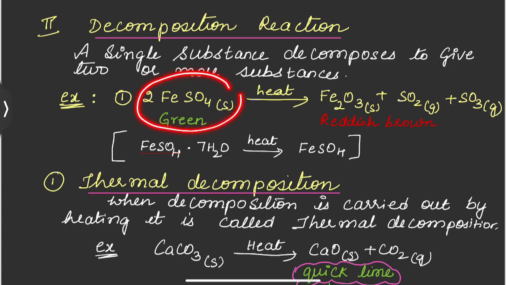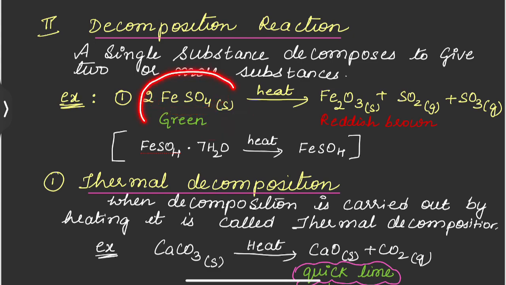In this example, we have taken FeSO4, iron sulfate, and if you heat iron sulfate, you will get ferric oxide, Fe2O3. Then sulfur dioxide gas and sulfur trioxide gas are released. So two types of gas are released here, sulfur dioxide and sulfur trioxide, and ferric oxide is in solid form. Here color is very important. FeSO4 is green in color. It is a green color solid.